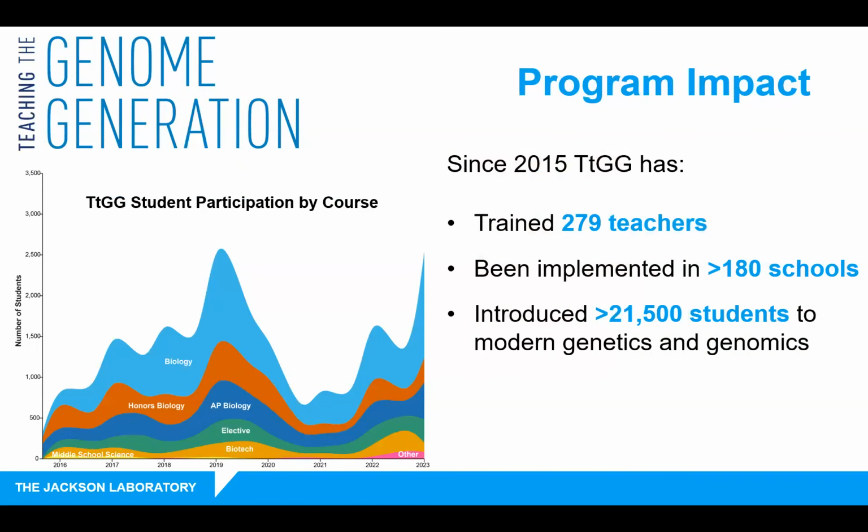Since 2015, our program has trained over 279 teachers, been implemented in over 180 schools, and introduced more than 21,500 students to modern genetics and genomics.